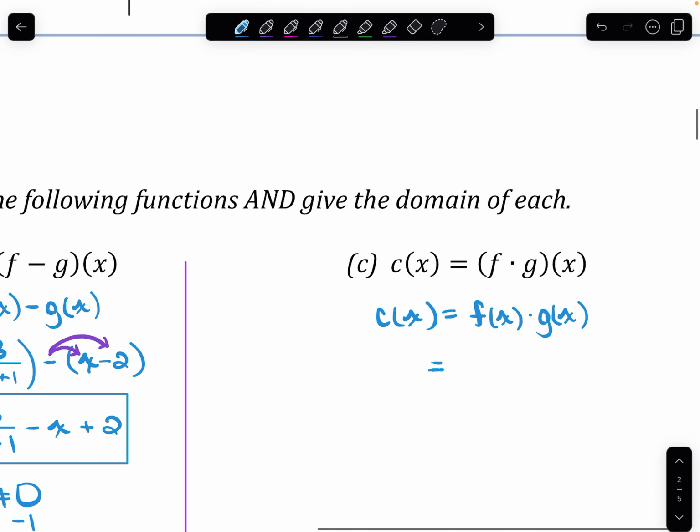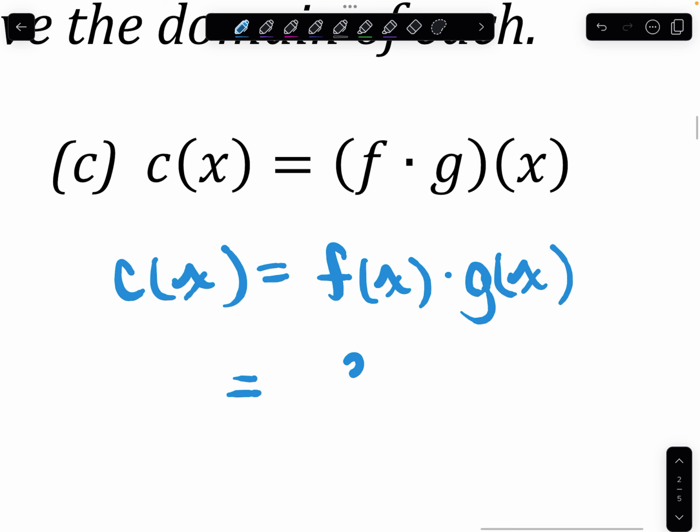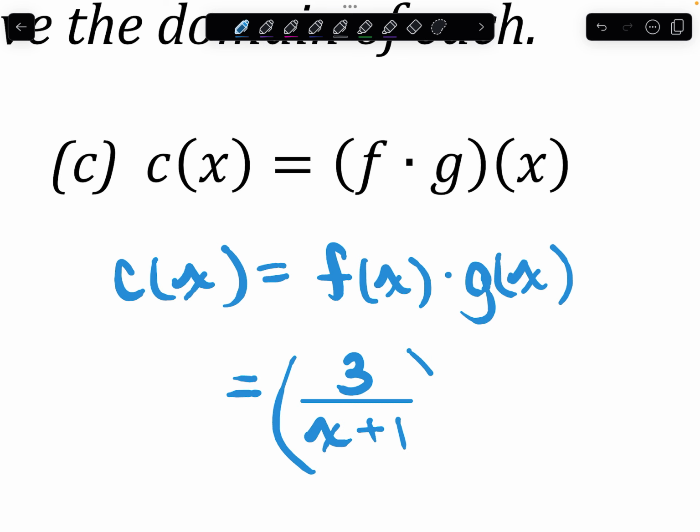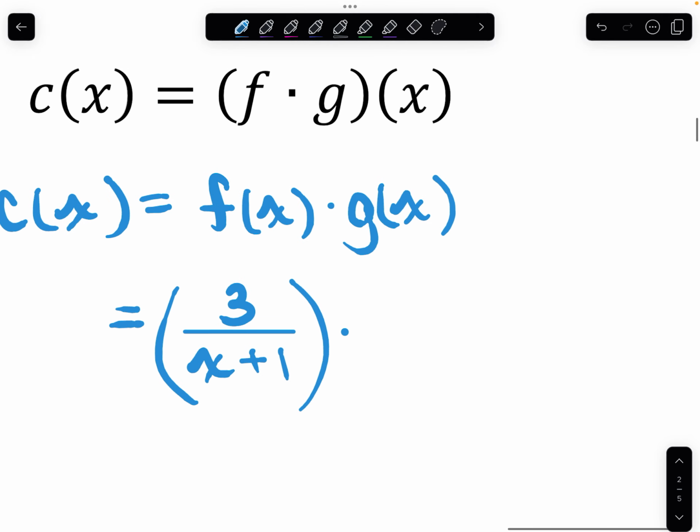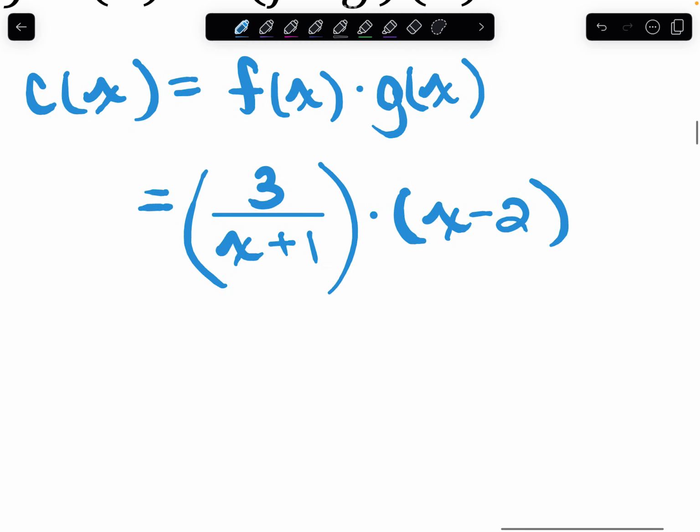3 over x plus 1. One of these days I'll memorize it. 3 over x plus 1. I like my parentheses because when they're not there and you need them, it's wrong, so it doesn't hurt to put them there. And then g, which is x minus 2, times x minus 2. All right, as far as this function goes, very easy for simplifying, so we will be looking at simplifying that.